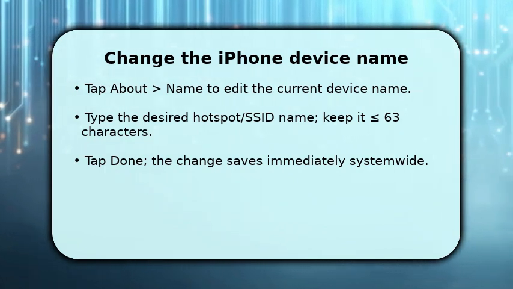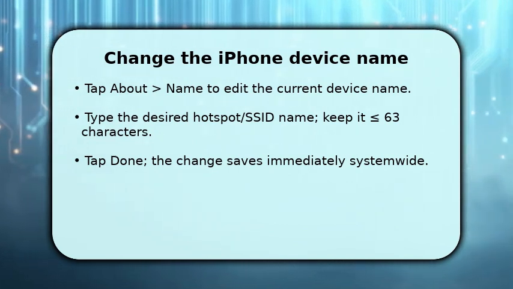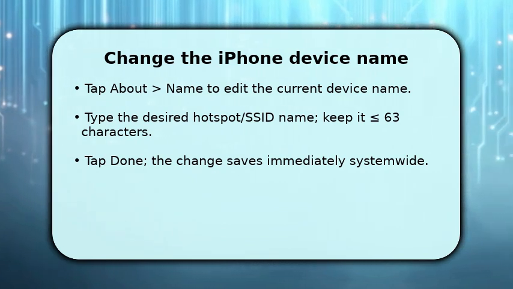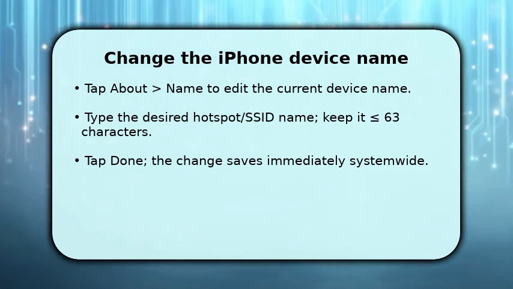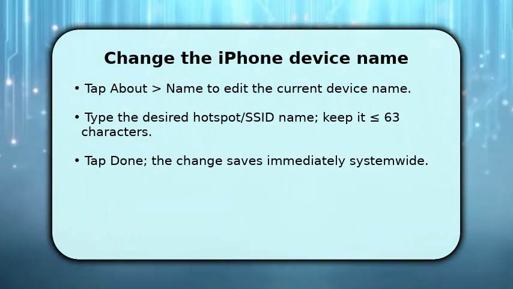Be mindful of length and special characters. Most routers and devices accept up to 63 characters for SSIDs. Once you tap Done, the iPhone saves the new name system-wide. This is why changing the device name works, and you finish by verifying the change.